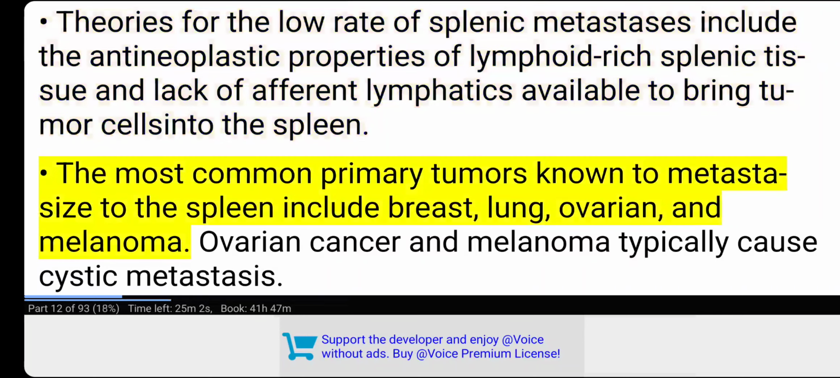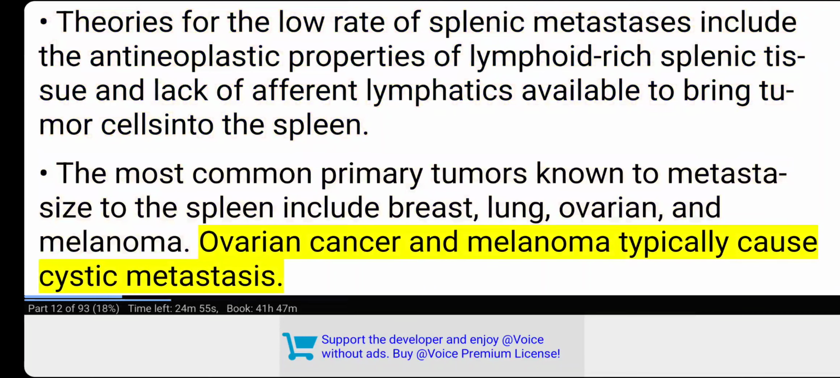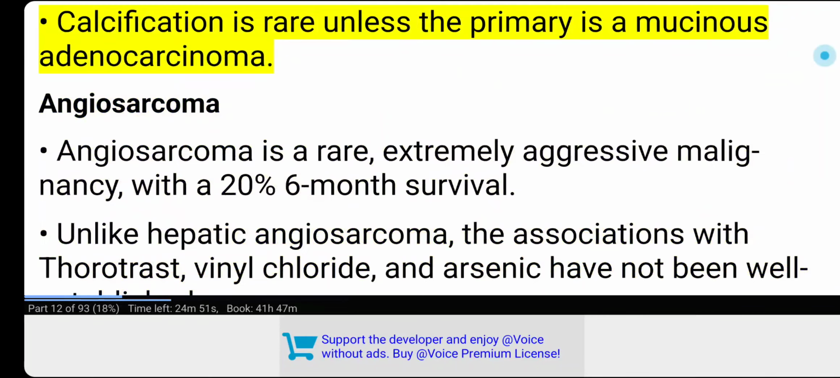The most common primary tumors known to metastasize to the spleen include breast, lung, ovarian, and melanoma. Ovarian cancer and melanoma typically cause cystic metastasis. Calcification is rare unless the primary is a mucinous adenocarcinoma.